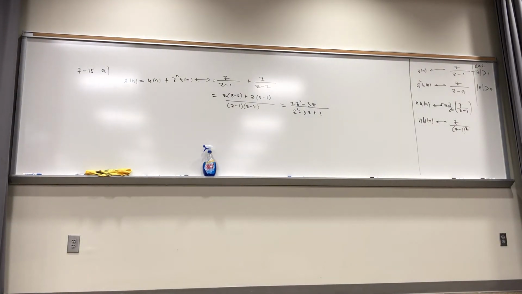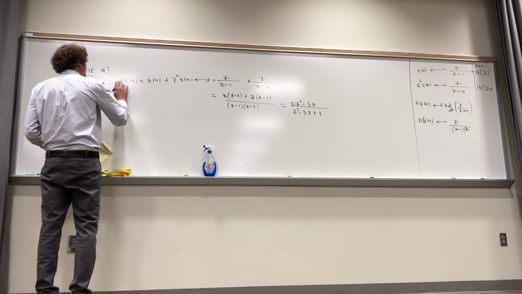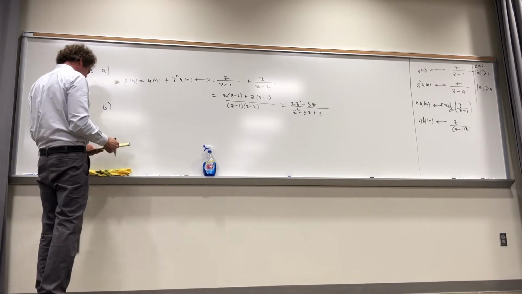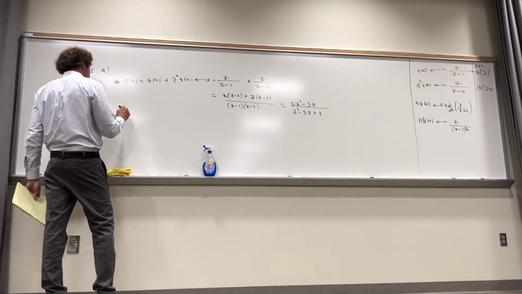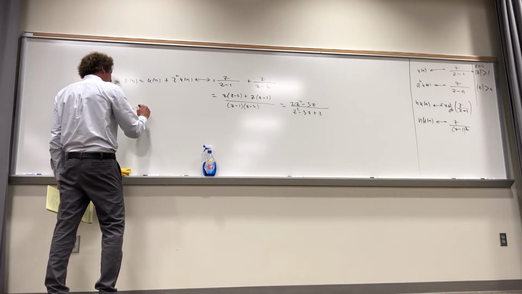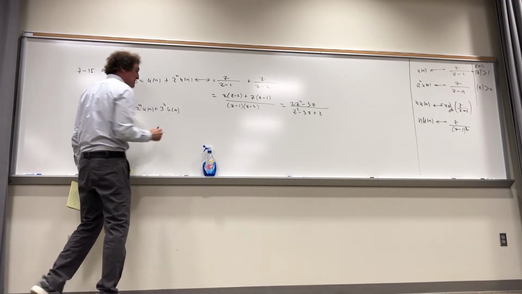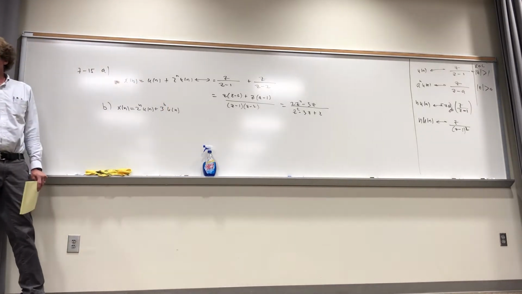Now he asked for rational fractions, getting rational expressions for this problem. So that would be the first part, part A. Part B of the problem says, this is straightforward. He has x of n equal 2 to the n u of n plus 3 to the n u of n. This is almost boring.